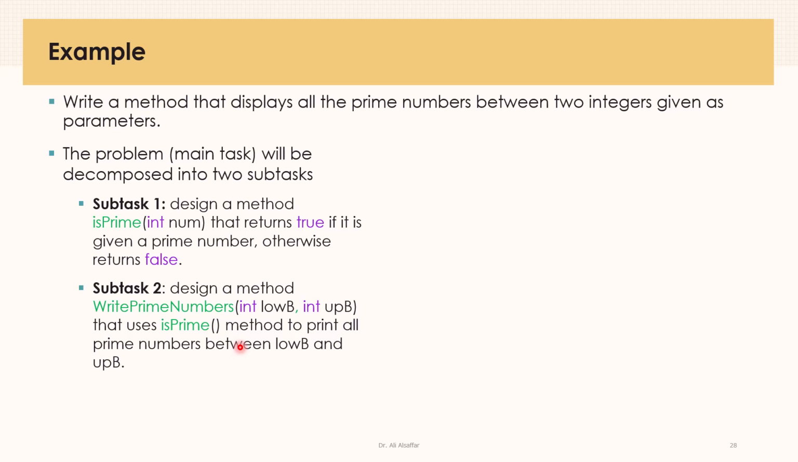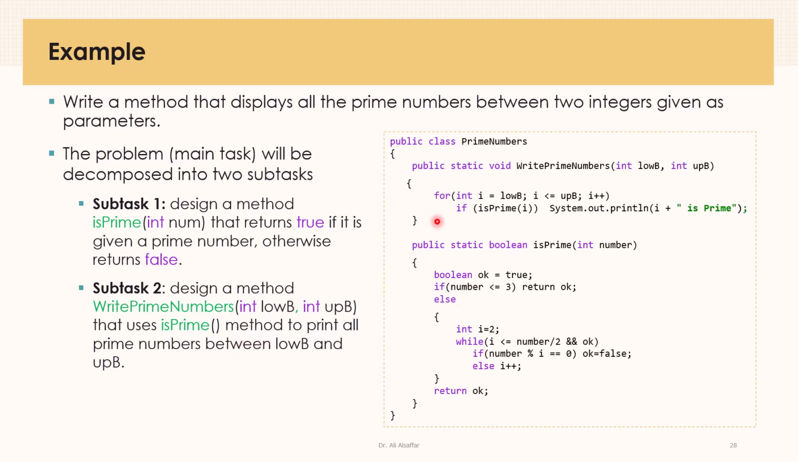Let us see the implementation of these two methods. The two methods are defined as static methods and they are placed in one class called PrimeNumbers. So if we want to use these two methods, simply we write the name of the class followed by a dot followed by the name of the method.